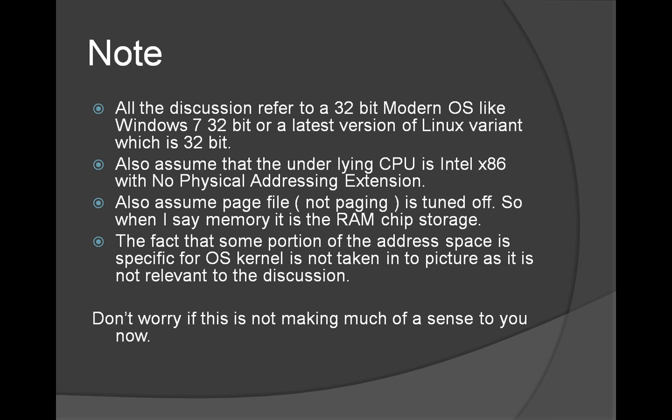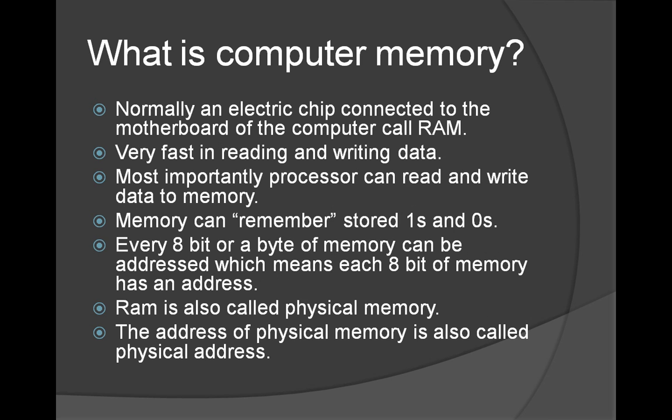We have a little bit of a disclaimer up here. It is for a little bit advanced users. So basically, we'll be dealing with a 32-bit operating system like Win7. PAE is disabled. We are assuming that we don't have a page file. Some portion of the address space is kernel address space, which we are not taking care of at this point. So don't worry if it is not making much sense to you. So let's proceed.